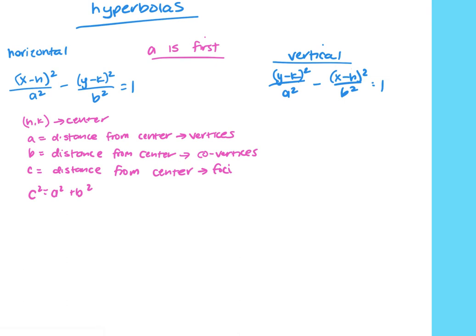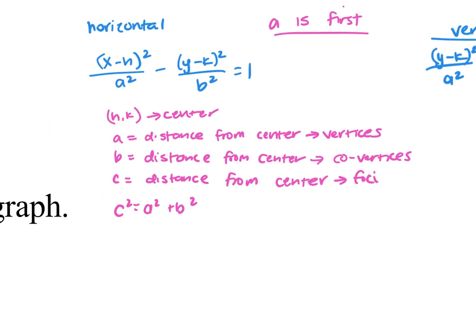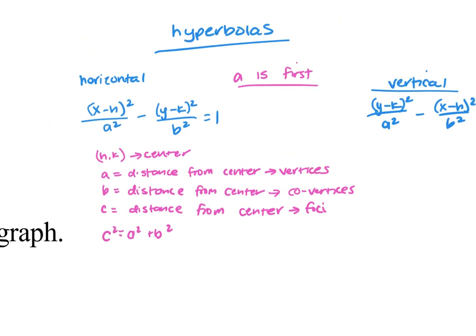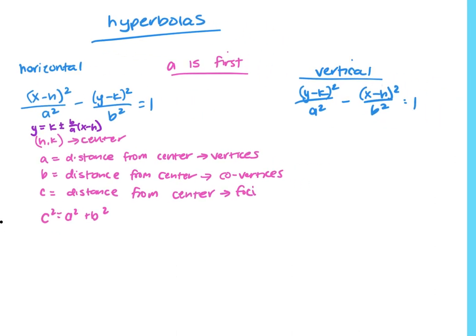And then these have the asymptotes. So the asymptotes for the horizontal hyperbola are, actually, no, it's y equals k, sorry, plus and minus b over a, times (x minus h). And for vertical, y equals k plus and minus a over b, times (x minus h).